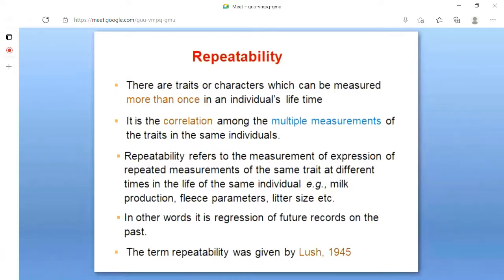That is repeatability. Or in other words, it is the regression of the future records on the past. In the past, in the first farrowing, say the animal gave a litter size of 10 piglets. In the second farrowing, how much would it be? The repeatability value will tell you that. The term repeatability was given by Lush in 1945.